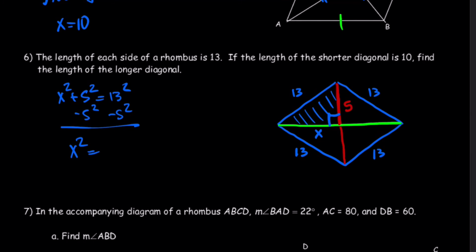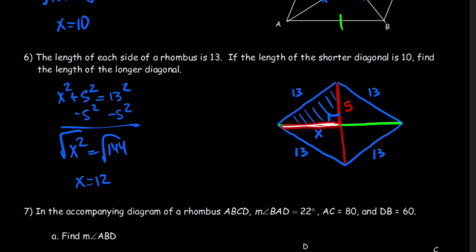And remember, you're going to just throw this right into the calculator. I don't care what 13 squared is. I don't care what 5 squared is. I just want you to put in 13 squared minus 5 squared. Let the calculator do the work. That's 144. Square root it. X is 12. So remember, what is 12?